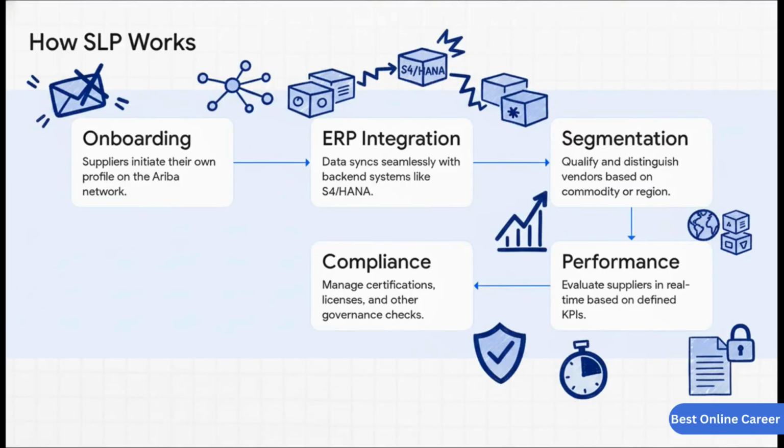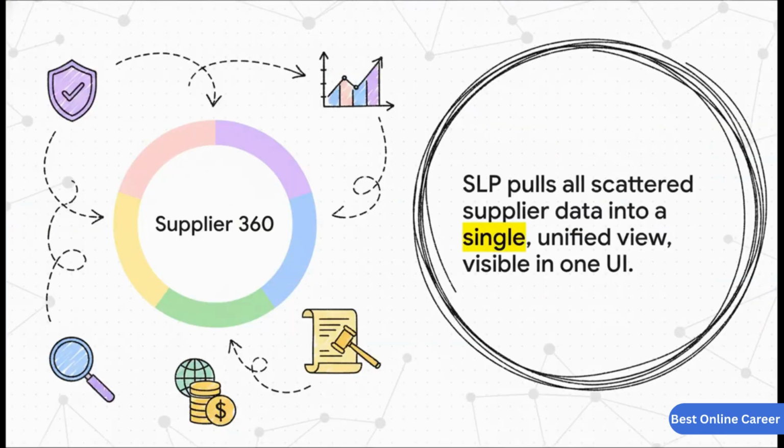It all starts with centralized onboarding, so goodbye to those endless email chains. Then it integrates seamlessly with your core ERP system, like S4 HANA. You can use smart segmentation to group suppliers, say by region or what they do. You can continuously manage their performance with real data, and you can make sure they meet all their compliance requirements with built-in checks.